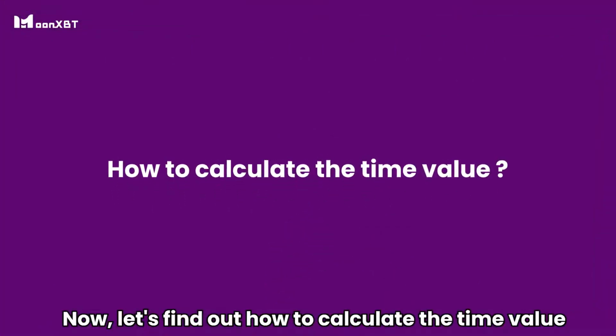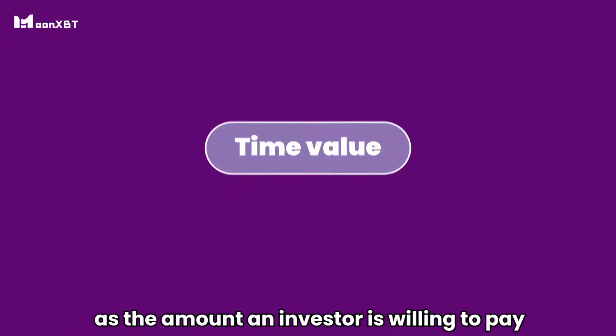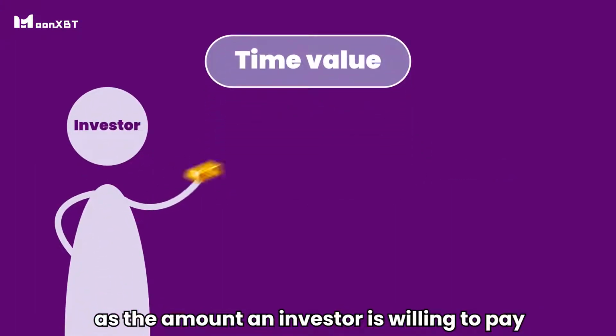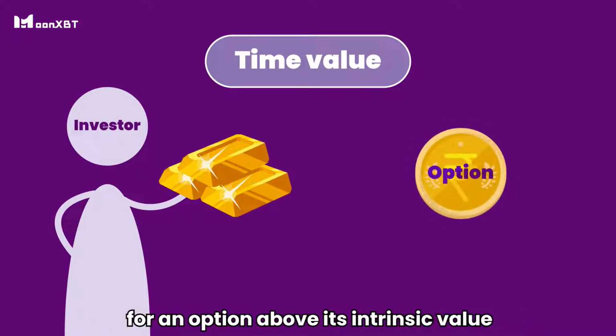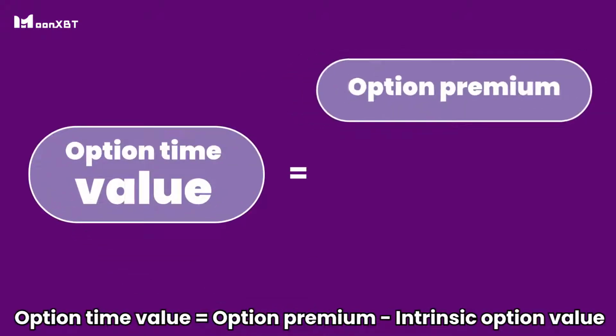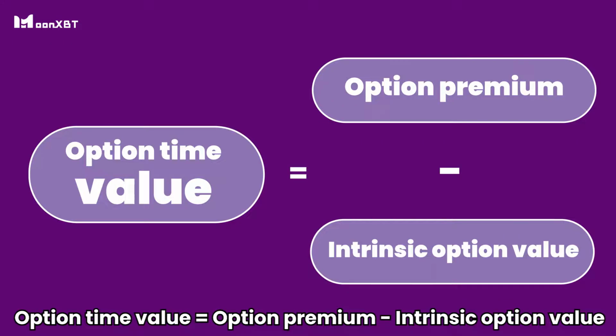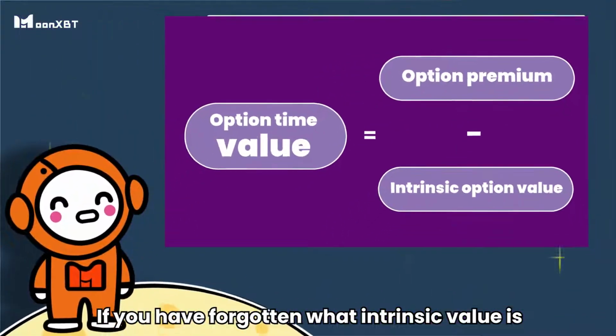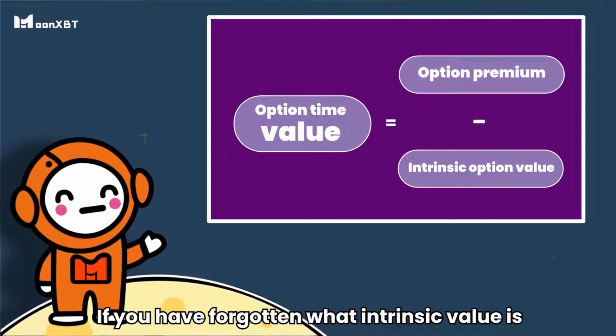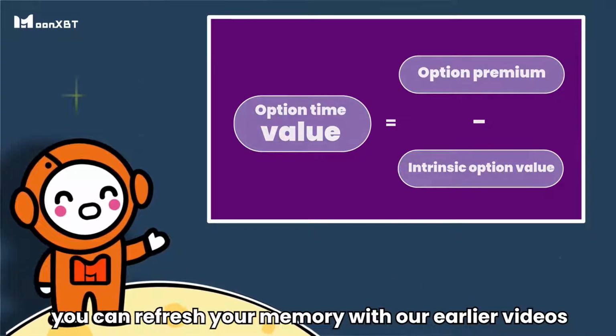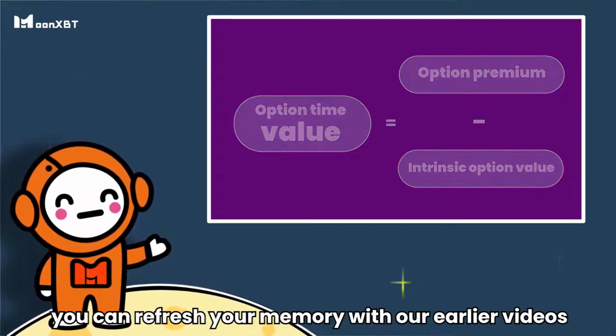Now, let's find out how to calculate the time value. You can think of time value as the amount an investor is willing to pay for an option above its intrinsic value. Look at this formula. Option time value equals option premium minus intrinsic option value. If you have forgotten what intrinsic value is, you can refresh your memory with our earlier videos.